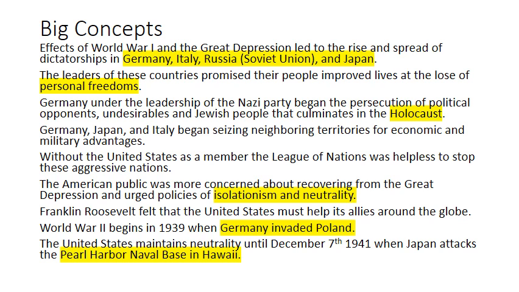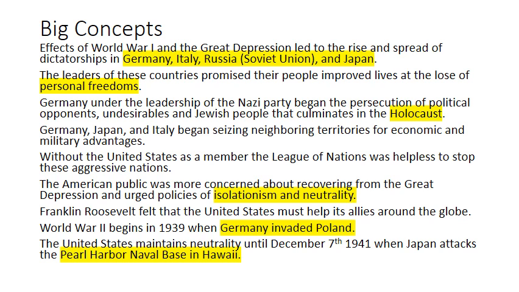The American public is far more concerned about the Great Depression and their own issues, jobs, and paying for rent or their mortgages and paying for food, and they wanted the United States to remain isolationist and neutral towards the acts of these aggressive countries. However, Franklin Roosevelt feels that the United States should begin to help its democratic allies around the globe.